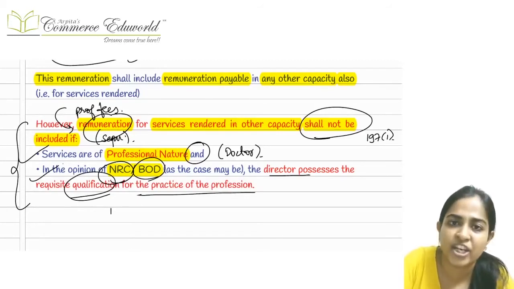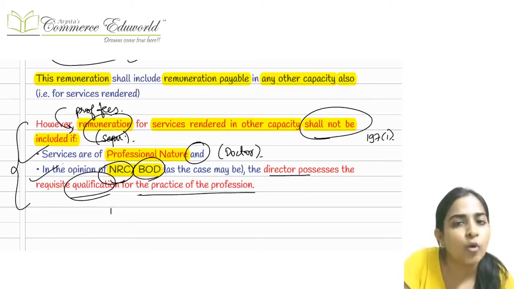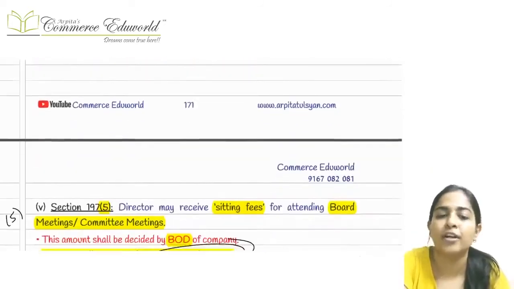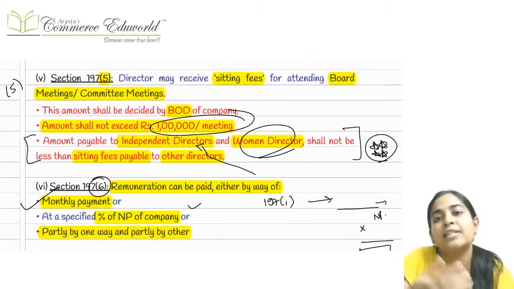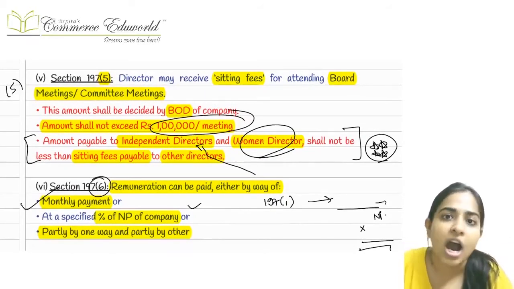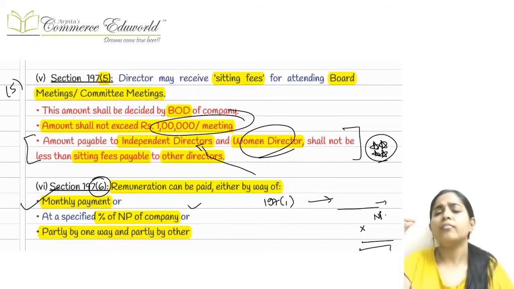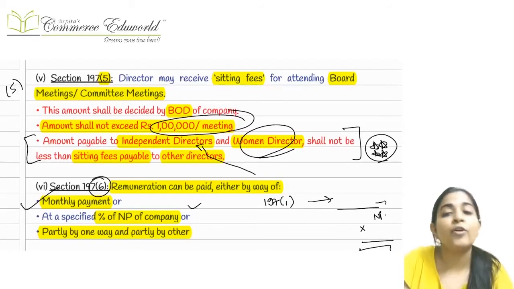NRC means your nomination and remuneration committee, or if there is no NRC, then the board should approve the fact that this director is providing services in some other capacity, so he is eligible for this extra amount. Right? Then going on to the next one, coming on to sitting fees.